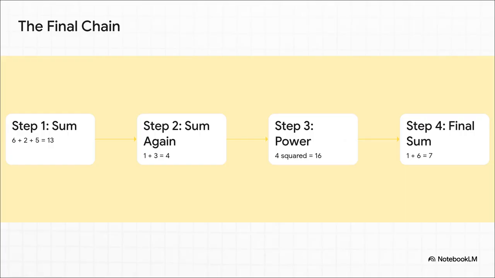Okay, let's follow this all the way down. First, we sum 6, 2, and 5 to get 13. We do it again with those digits. 1 plus 3 is 4. Now, for another power operation, let's do 4 squared, which is 16. And for the grand finale, one last sum. 1 plus 6 is 7. Wow. After all that twisting and turning, we land on a single digit, 7.